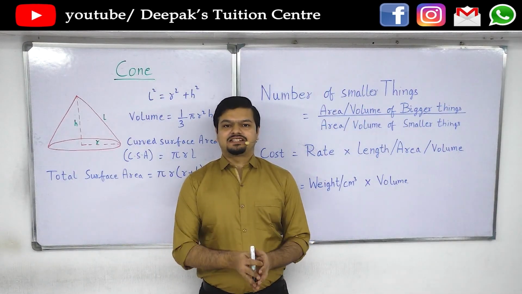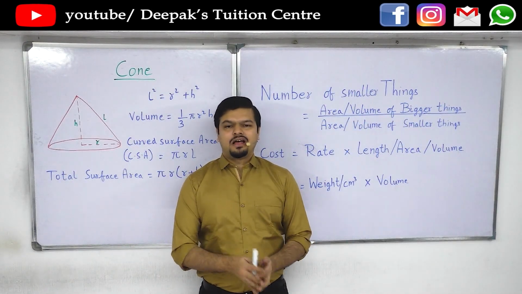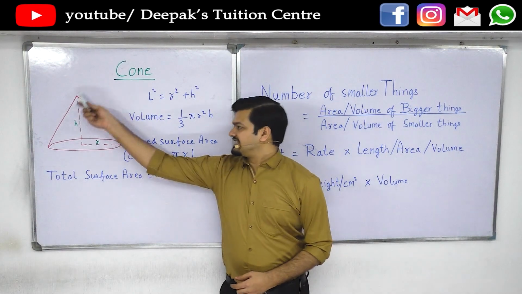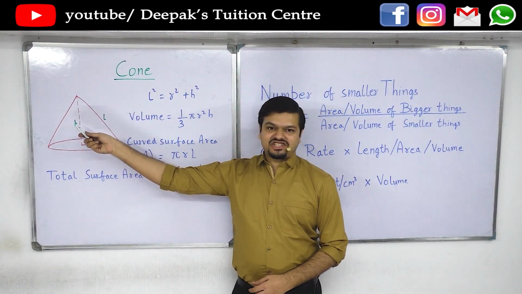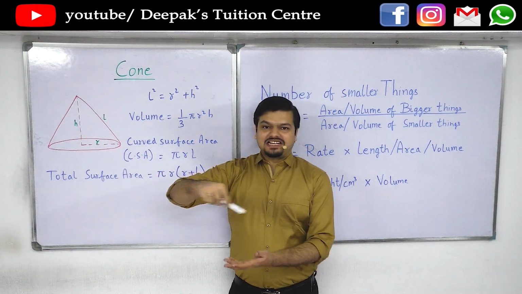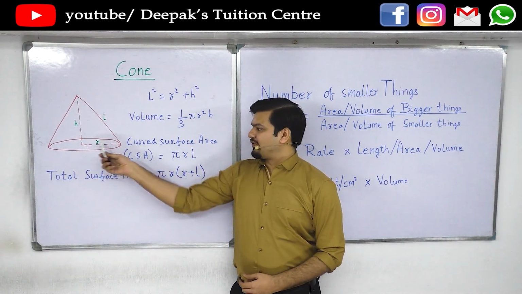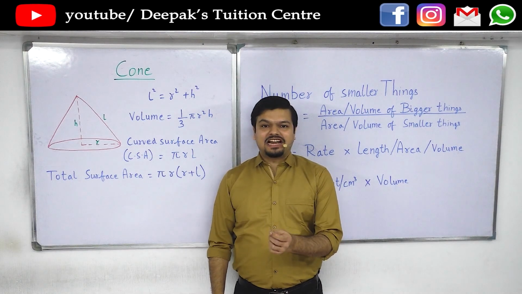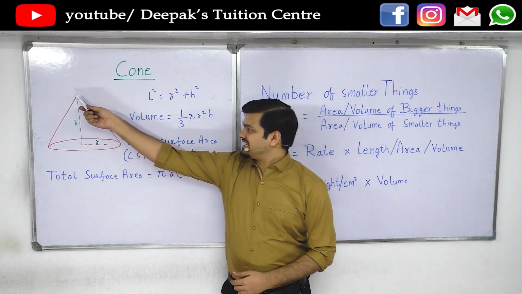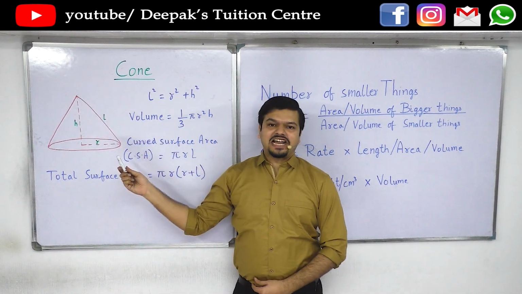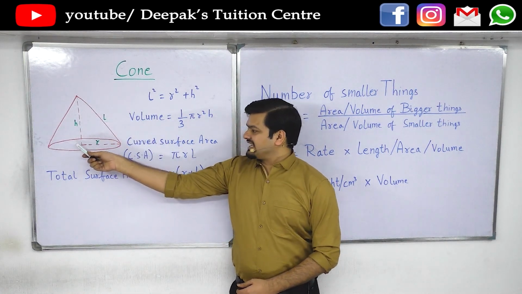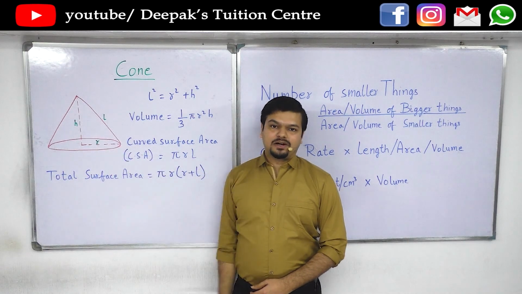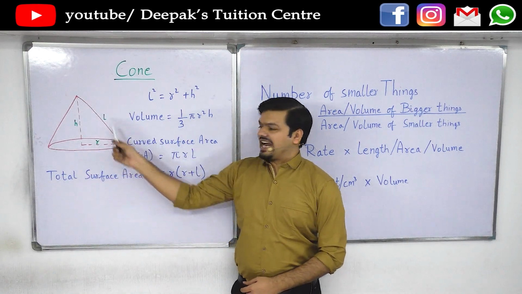The next figure in our syllabus is a right circular cone, or simply cone. So this is what a cone looks like. The vertical height has the symbol h, and since the base is a circle, it has the symbol radius, small r. This line, that is the slant height, is represented by the letter L. You can see that the radius and the height are perpendicular to each other. Therefore, this forms a right angle triangle.